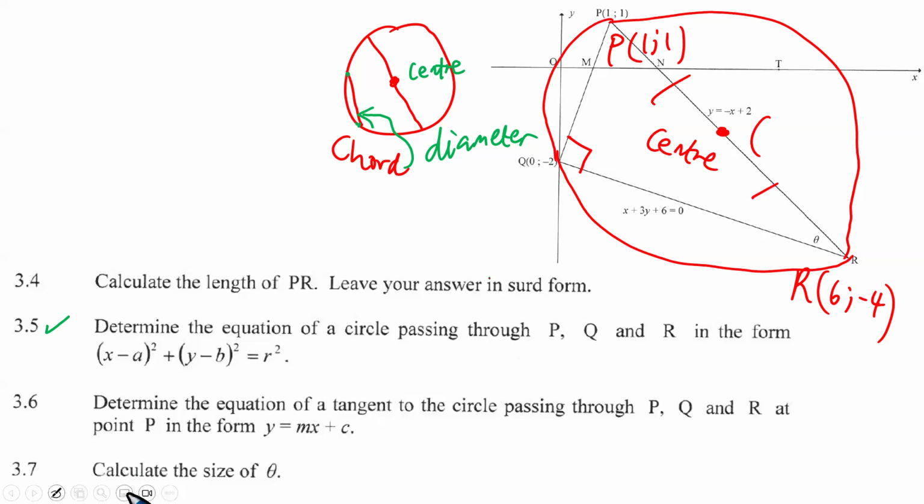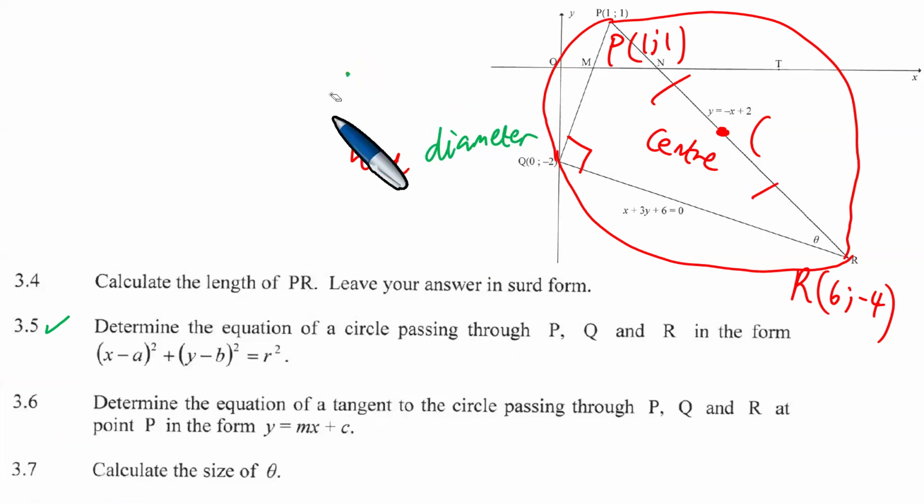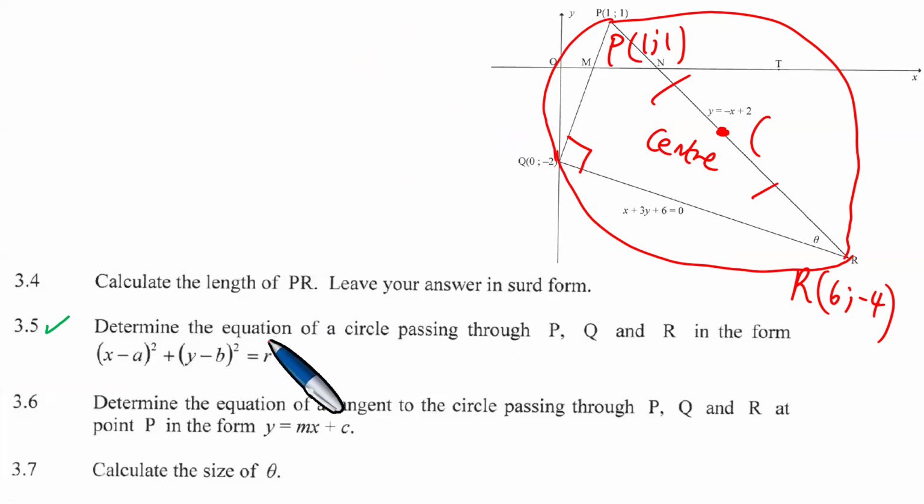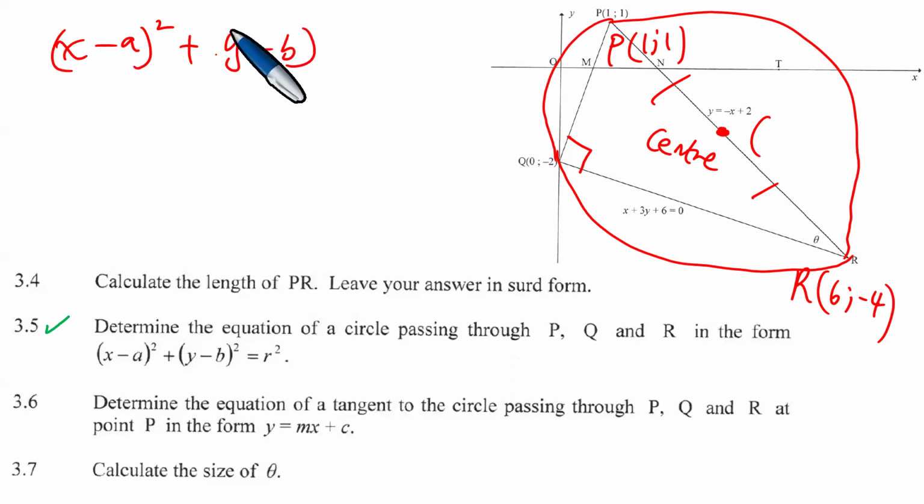And this center, we can play around with it, because we want to find the equation of this circle. To find the equation of a circle, we need a center and the length of the radius. What is the formula? It's this one: x minus a squared plus y minus b squared equals r squared. The equation of the circle must be in this form. But first we need the center. What is the center?